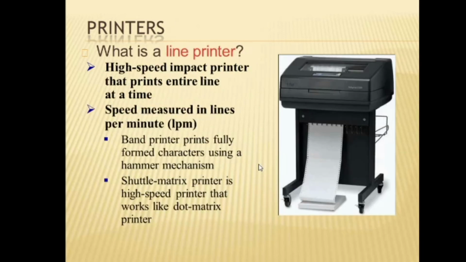What is a line printer? A high speed impact printer that prints an entire line at a time. The speed is measured in lines per minute, LPM. A band printer prints fully formed characters using a hammer mechanism. The shuttle matrix printer is a high speed printer that works like a dot matrix printer.